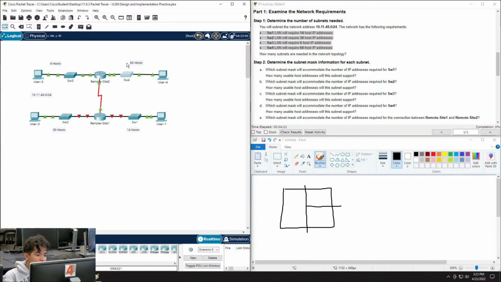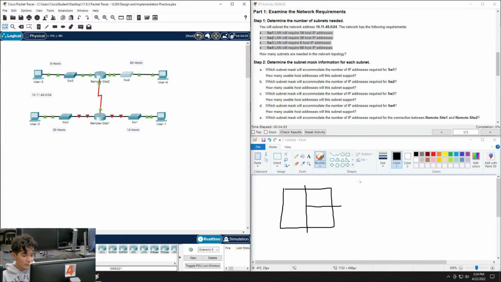We see here we have 60 hosts, which is the biggest. And we want to see what subnet can have 60 hosts at most. And if we were to take 256 and split it in half, we have 128. And if we split that in half again, then we get 64. And 64 covers 60 hosts. So now let's see the second biggest, which would be 30.